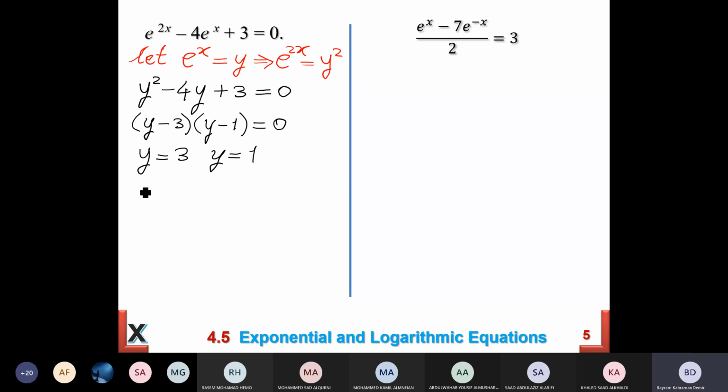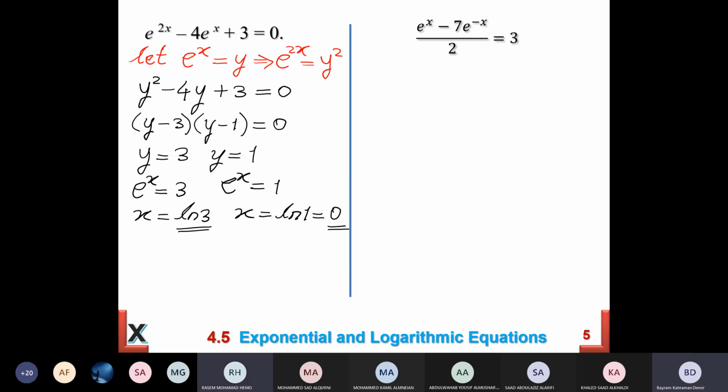Now, what was the y, Shabab? Y was e to the x, right? So if e to the x is equal to 3, clearly x will be ln of 3, right? And if e to the x is 1, then x is equal to ln of 1. Of course, ln of 1 is 0. So we have two solutions: x is 0 and x is ln of 3. Since I cannot calculate ln of 3, I need to just leave it like that.